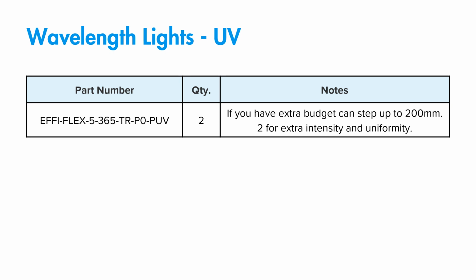So when it comes to wavelengths, especially UV, I mentioned when we talked about it that you want the pure UV technology built in. So we just recommend getting two 100 millimeter wavelengths. If you have the extra budget and you want to step up to 200, by all means, but make sure you get two for the extra intensity and uniformity. You don't have to, I guess, but the intensity of a UV light is much further along than it used to be, but it's still not nearly as bright as a visible spectrum light. So, in a lab, we usually end up having to use two at a time.